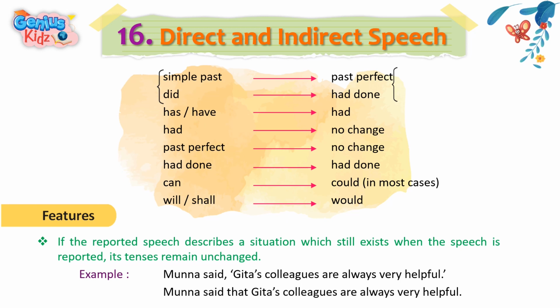Features. If the reported speech describes a situation which still exists when the speech is reported, its tenses remain unchanged. Example: Munna said, "Geeta's colleagues are always very helpful." Munna said that Geeta's colleagues are always very helpful.